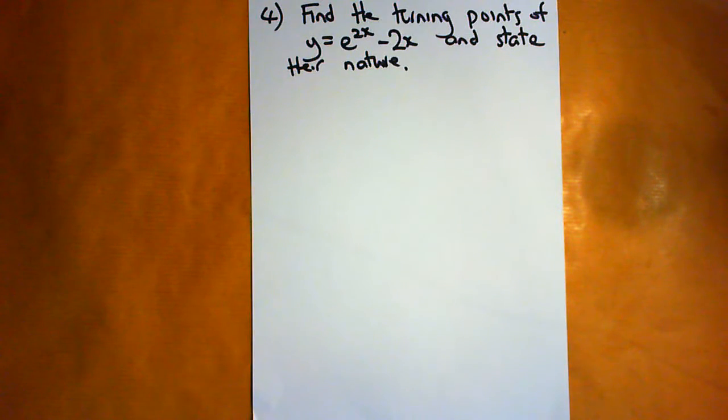Hello viewers, tutorial 14 question 4. Find the turning points of the function y equals e to the power of 2x minus 2x and state their nature. So we need to differentiate the function and we need to set that derivative equal to 0.